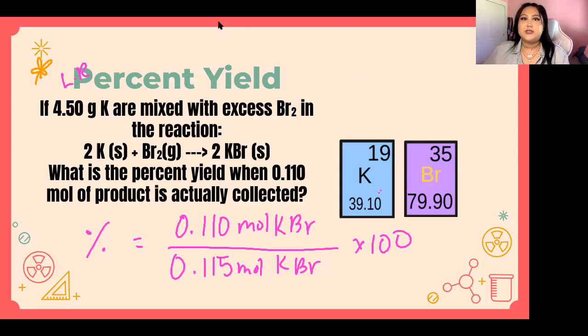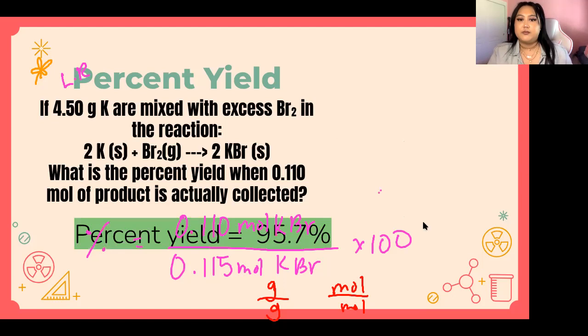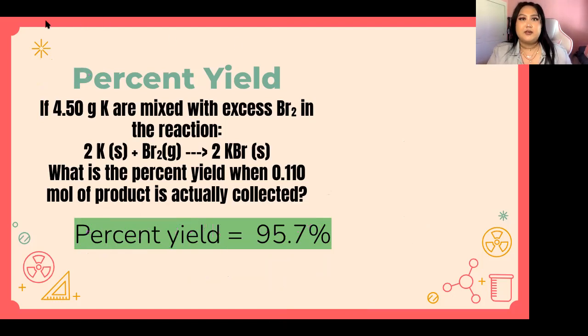So as you can see, the previous one we used grams of the product, but this one we're using moles. You can use either, as long as they're consistent. You can't have this as grams. As long as they're the same, it should have the same ratio. Any questions about this one? So is the answer 95 or 95.7? Okay.